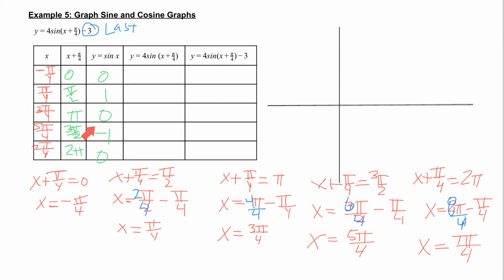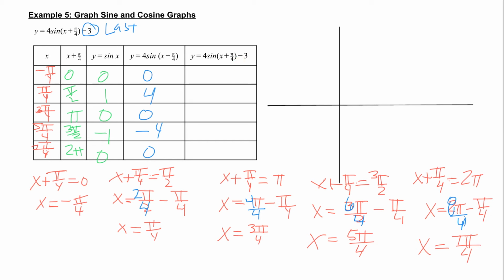So I am now going to multiply all of these by 4. So I'm taking 4 times 0, which is 0, and then I'm taking 4 times 1, which is 4. Then I'm taking 4 times 0, which is 0, 4 times negative 1 is negative 4, 4 times 0, which is 0. And then finally, I'm subtracting 3, so I'm going to take all my y values now and subtract 3.